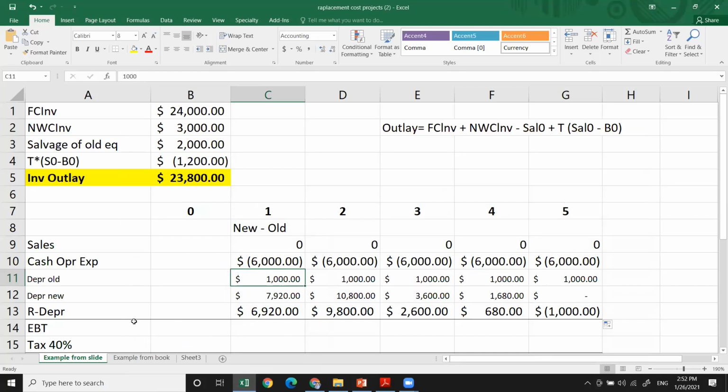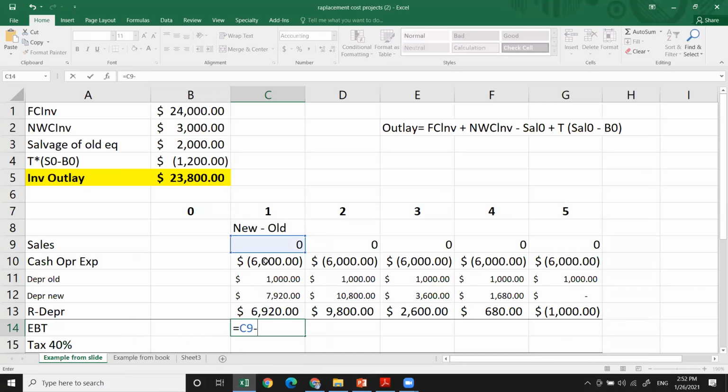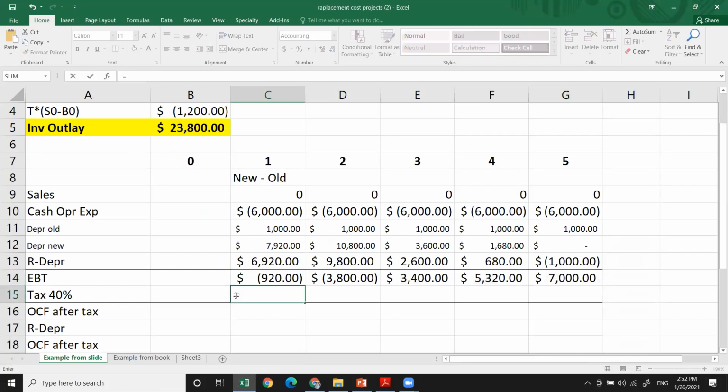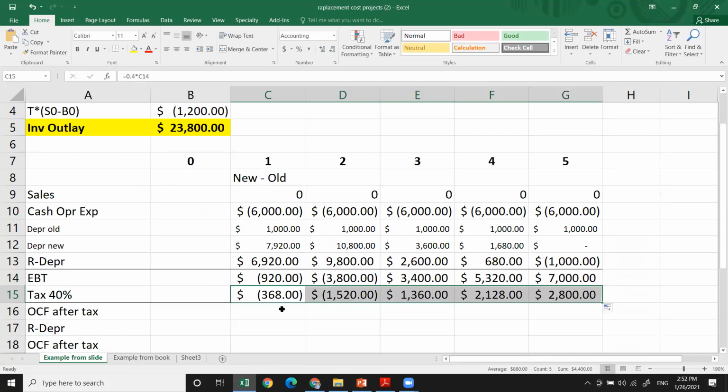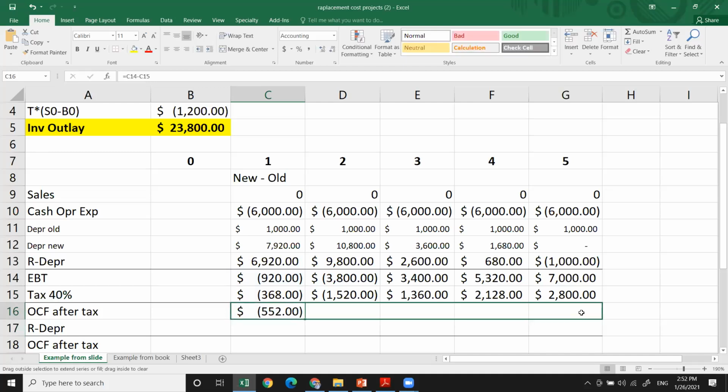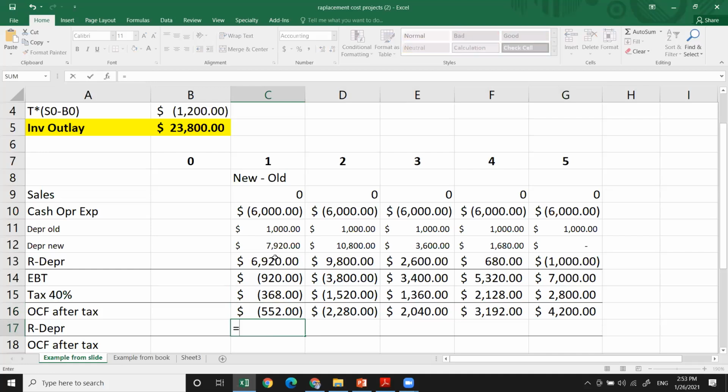Now, to calculate the earnings before interest and tax is the same: sales minus cost minus depreciation. And we get this. And for all years, we repeat. Then we adjust the tax rate, which is 0.40 times this, and we calculate operating cash flow after the tax. This minus this for all years. And we need to just re-enter the depreciation back.